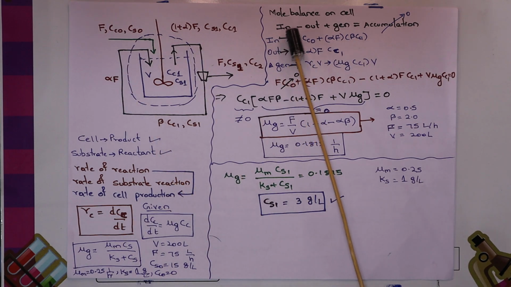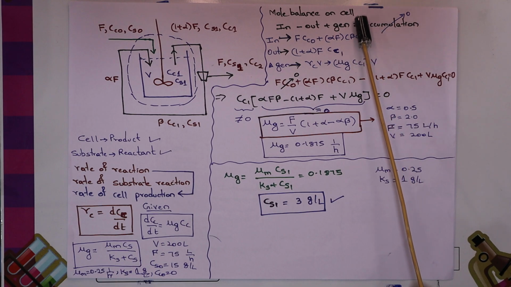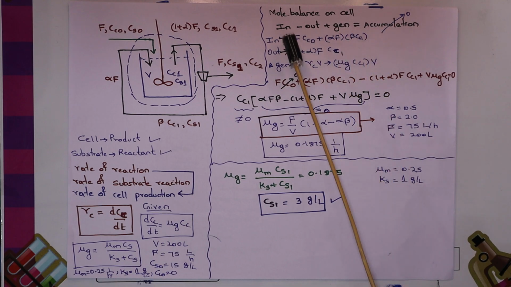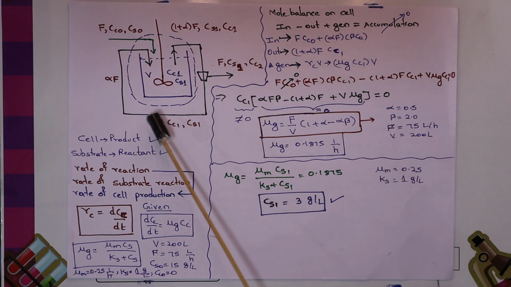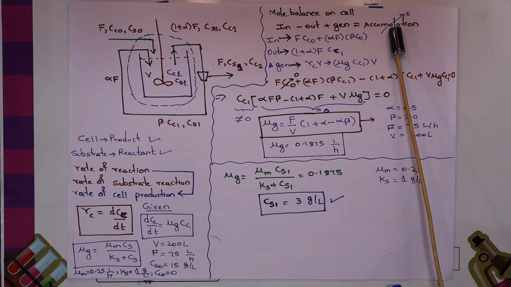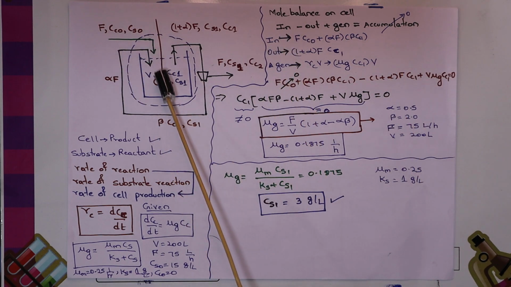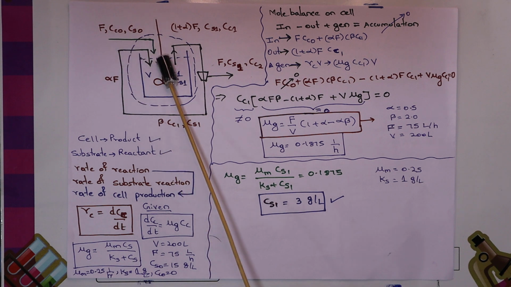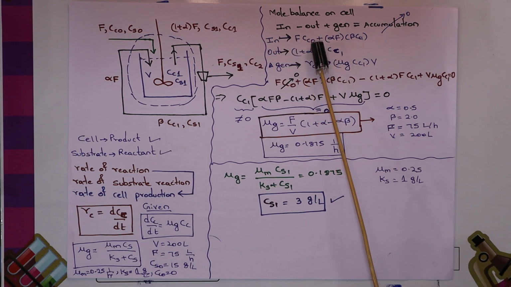Mole balance: in minus out plus generation minus consumption. You don't need to take consumption because cells are not consumed, cells are formed. So inlet minus outlet plus generation is equal to accumulation. Because the reactor is operated at steady state, the accumulation term will be 0. How many ins are there? There are 2 ins, one from the first stream, second from the second stream. So inlet is F times Cc0. That is the mole balance.